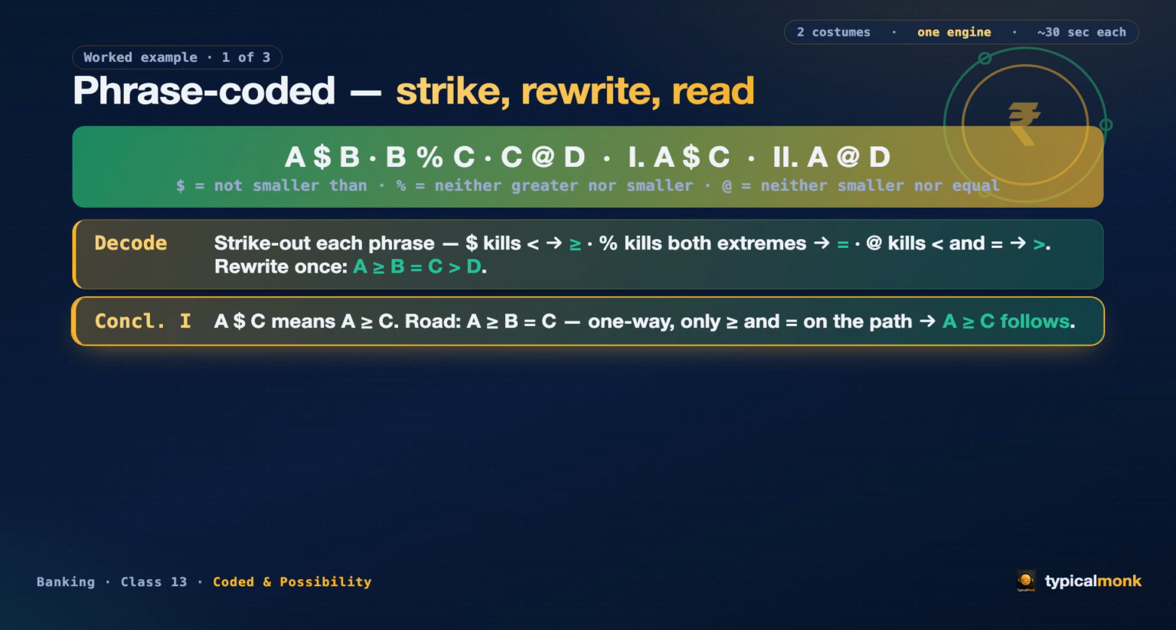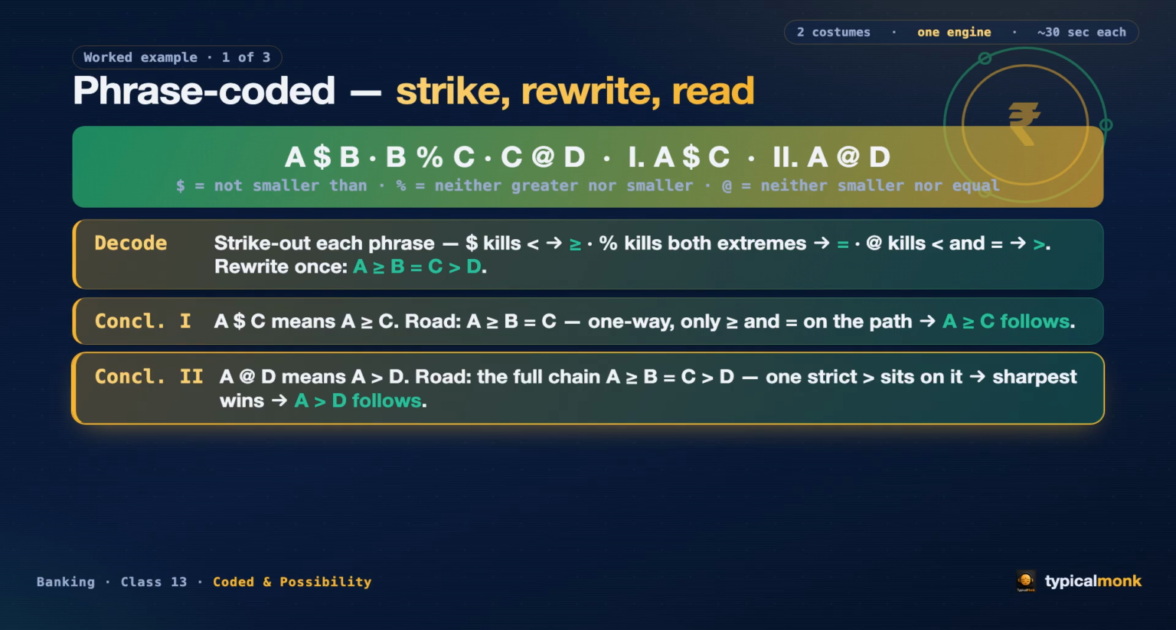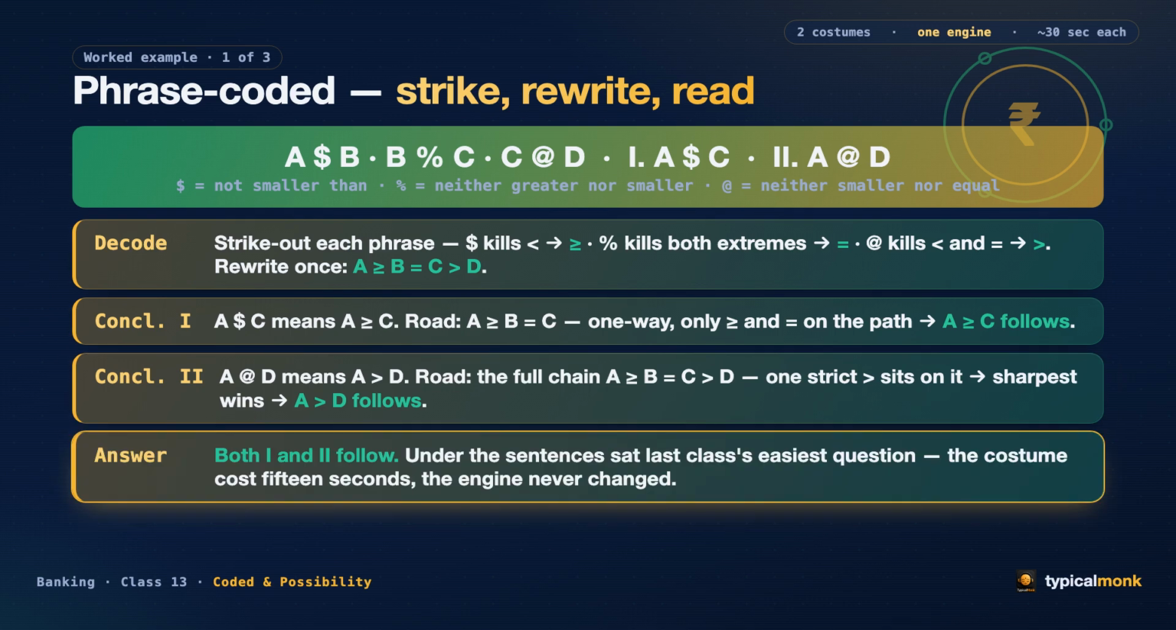The road: A greater than or equal to B, B equal to C, one way, and only greater than or equal to and equal on the path. So A greater than or equal to C follows. Step 3. Conclusion 2. A at the rate D, meaning A greater than D. The road, the full chain, and one strict greater than sits on it. The sharpest wins, A greater than D follows. Step 4. The answer. Both 1 and 2 follow.